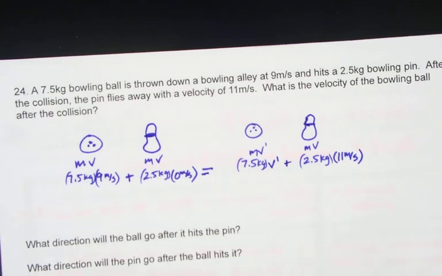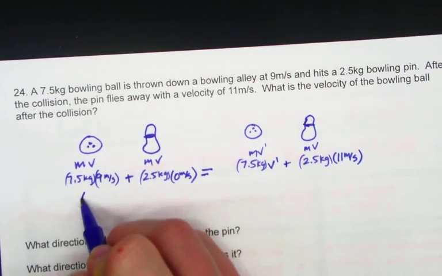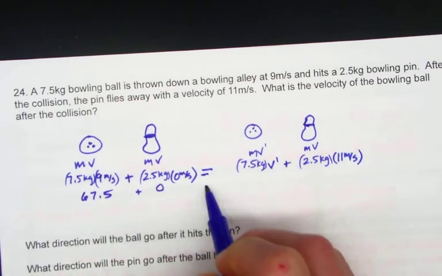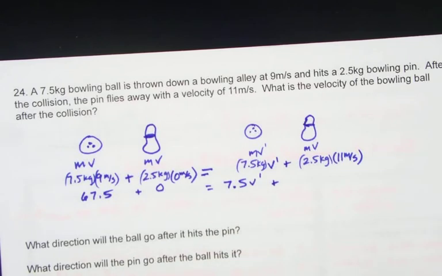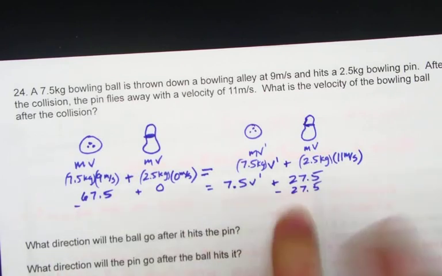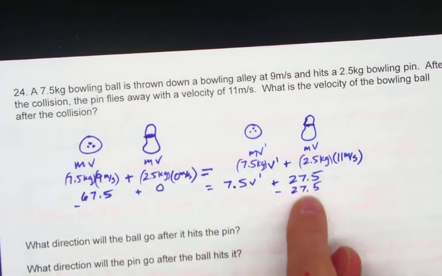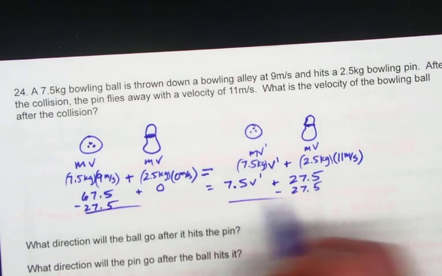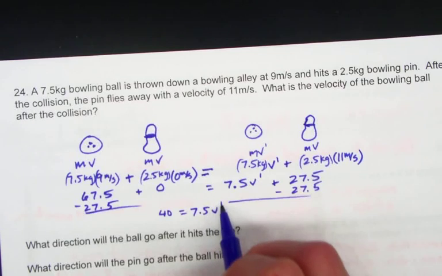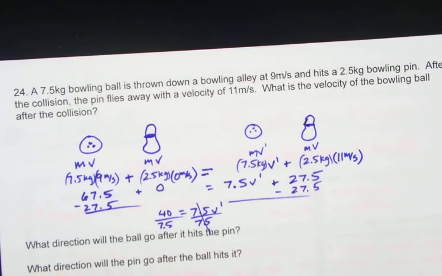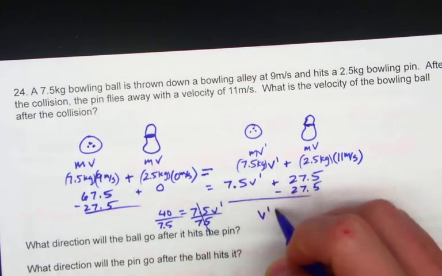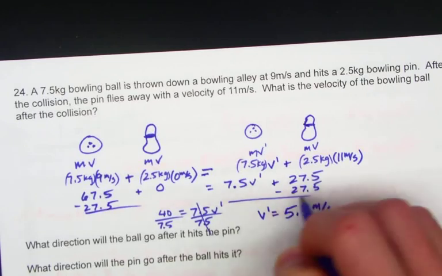Okay, so now we want to do some calculator work. 7.5 times 9 is 67.5 plus 0 equals 7.5 V prime, the new velocity of the bowling ball, plus 2.5 times 11. Okay, then what we need to do is subtract 27.5 from both sides because we're trying to isolate the variable term. We have to get rid of the non-variable term on the same side. So then we get 40 equals 7.5 V prime. Divide both sides by 7.5 to get that V prime by itself. And then the new velocity of the bowling ball is 5.3 meters per second.